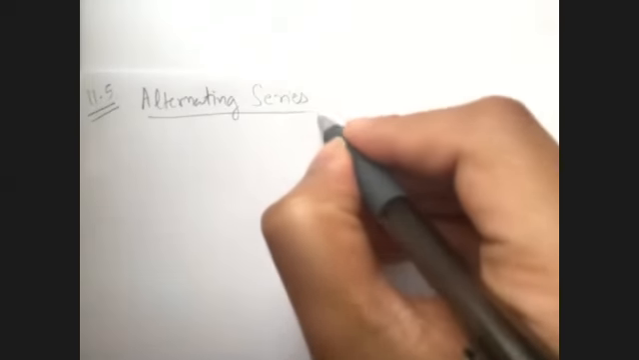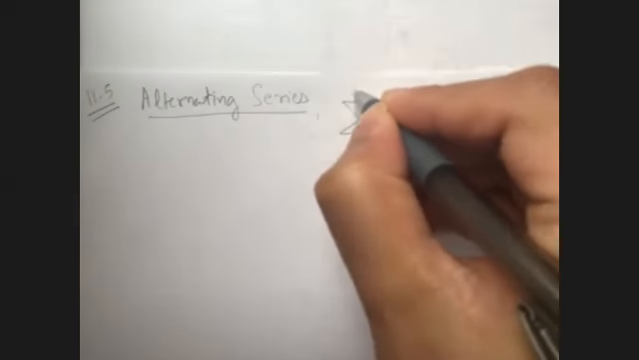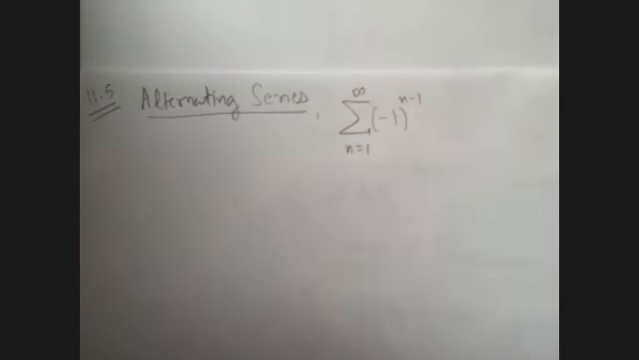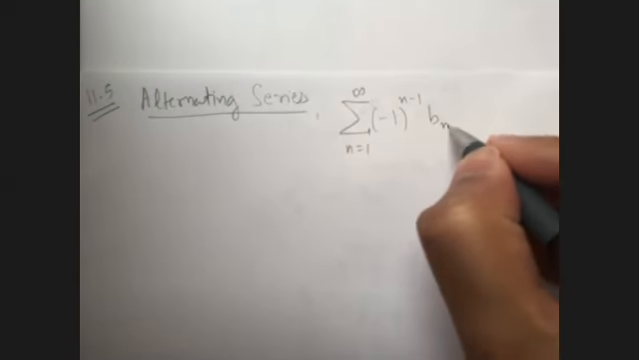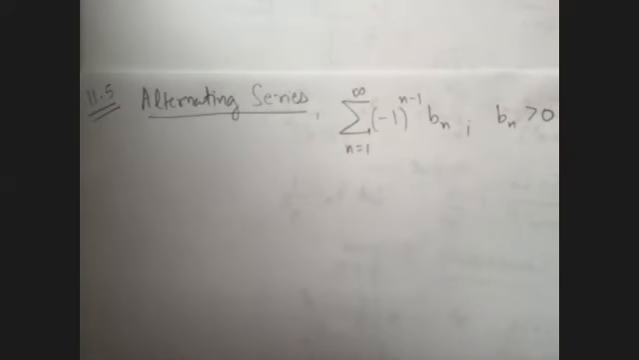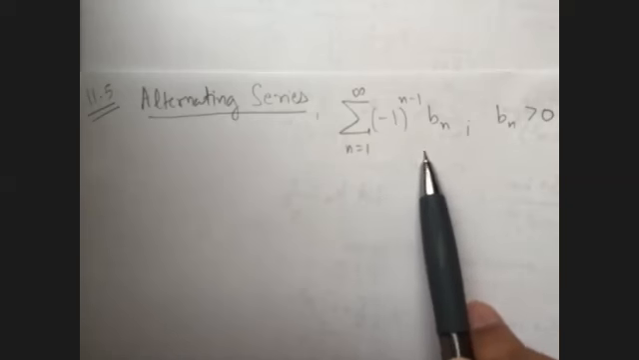So 11.5 is about alternating series. What we mean by this: a series of this form where this Bn is greater than 0. So it's alternating because with changing n, you get a plus and minus in front of B.